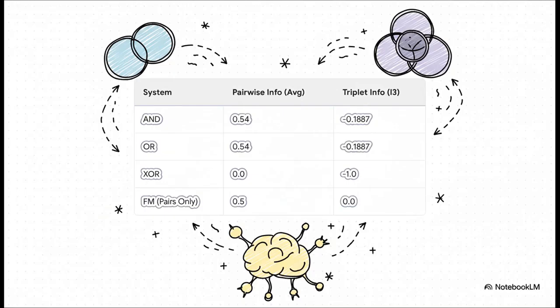When they applied this I3 thing to some really simple logic systems, the results were just bizarre. I mean, for things like AND gates and OR gates, which are fundamentally built on pairs, the number came out negative. What does that even mean? And for another system, an XOR gate, it was even more negative. It didn't make any sense.